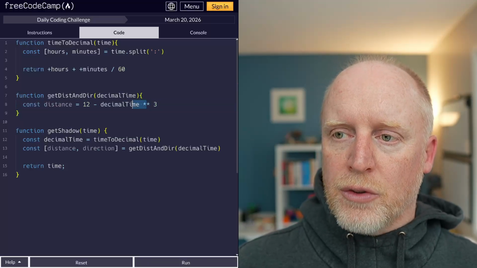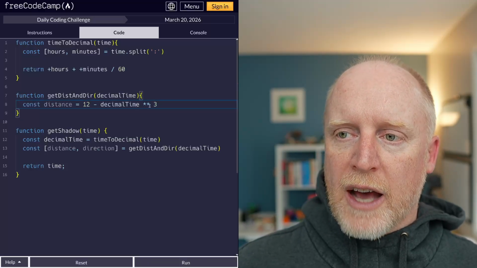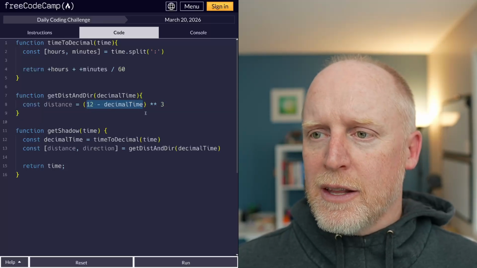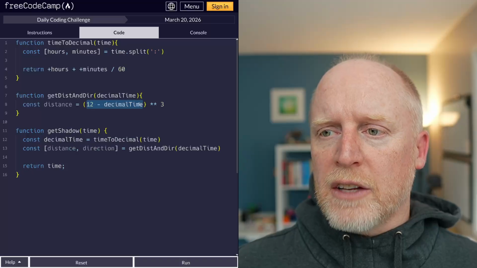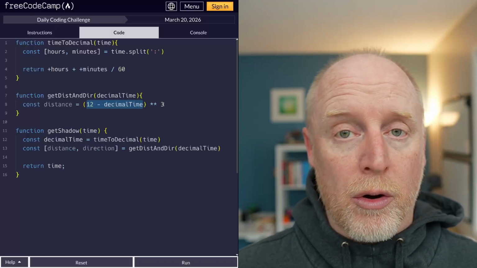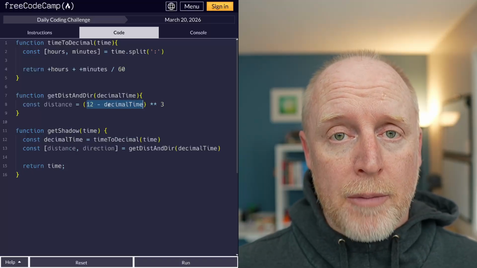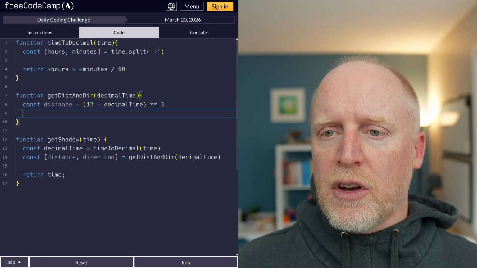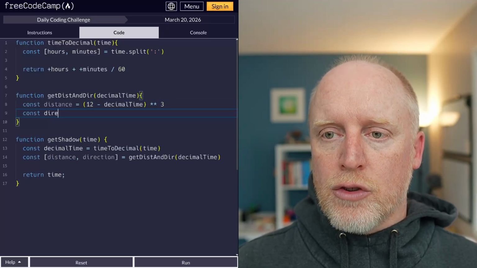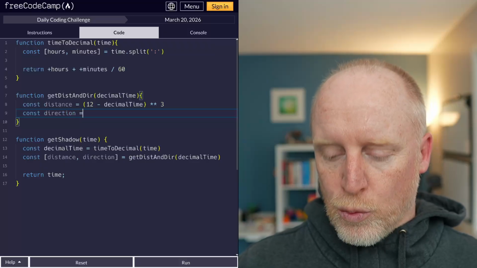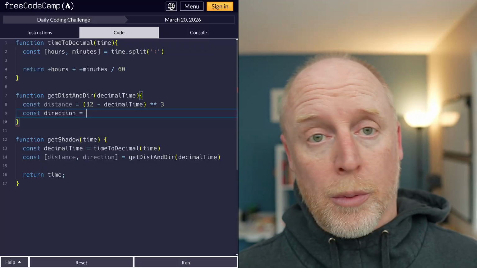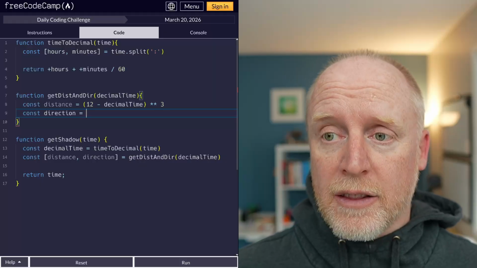Now, this is going to take action before this does, so we actually do need parentheses on this one, okay? If I can highlight it properly, there we go. So 12 minus the decimal time to the power of 3. This could be a negative number, but we will fix that in a second. Don't worry, okay? So based on that, we're also going to get the direction. And in fact, we're going to use that potential negative to determine if it's east or west, right? This is where that comes into play.